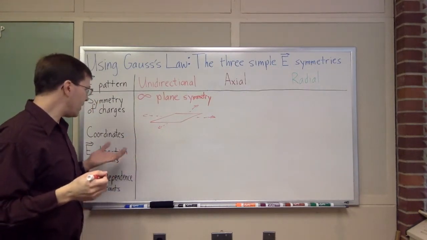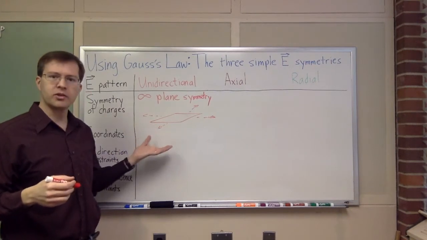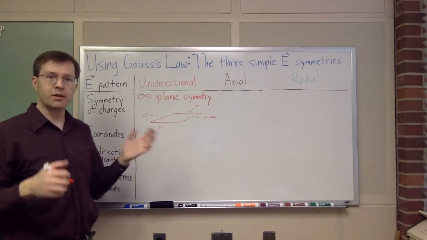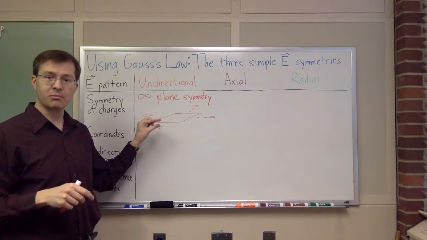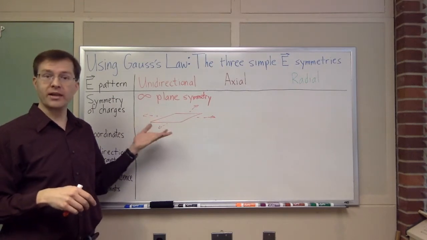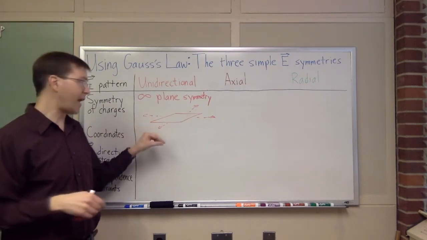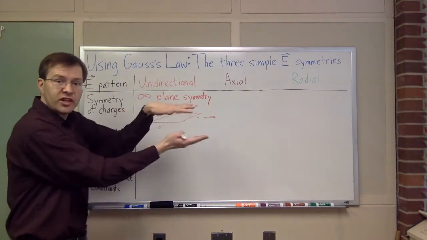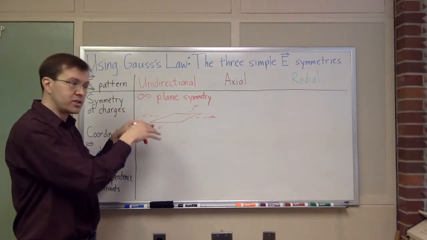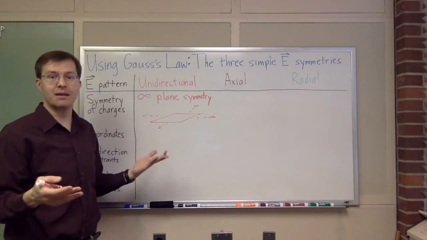What's that tell me? Well, I'm going to talk about coordinates on this. And by the way, it doesn't have to be just a plane. We call it infinite plane symmetry or planar symmetry. But if I had a thick slab that was infinite in all directions and that was uniform from place to place, that would be the same thing.